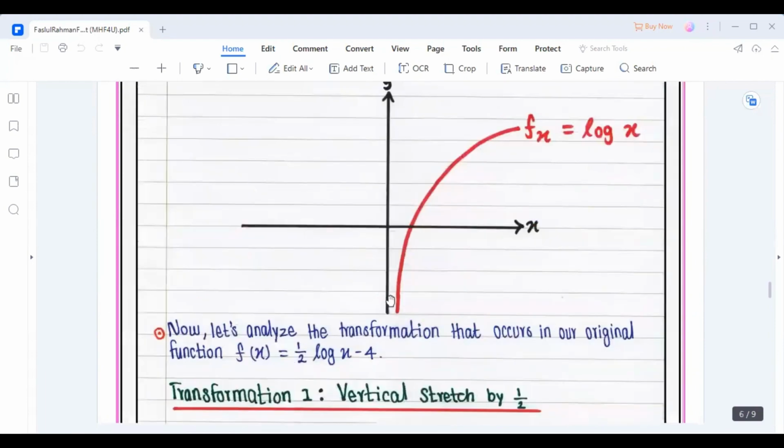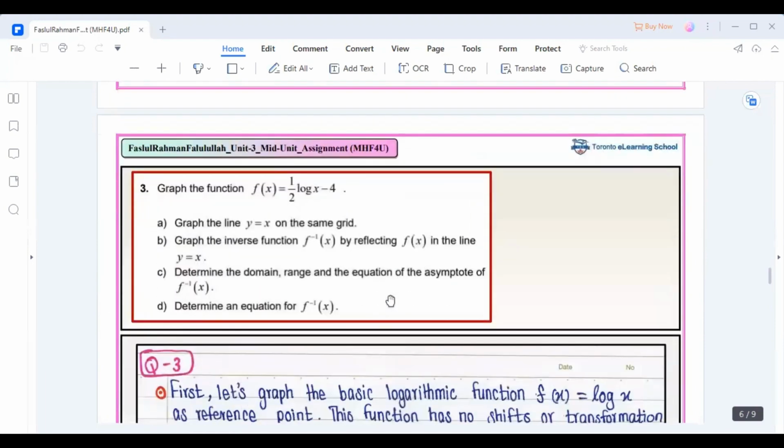So let's move on to part B. Part B is graph the inverse function f inverse of x by reflecting f(x) in the line y equals x.